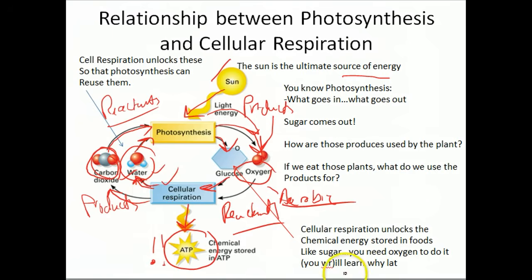Okay. I just realized that there's a lot of misspellings on this. So basically, this whole process is going to show us how we unlock the chemical energy stored in foods like sugar. You need oxygen to do that, and then for some reason this says you will learn why that. Okay, that doesn't make much sense. You will learn this process later.